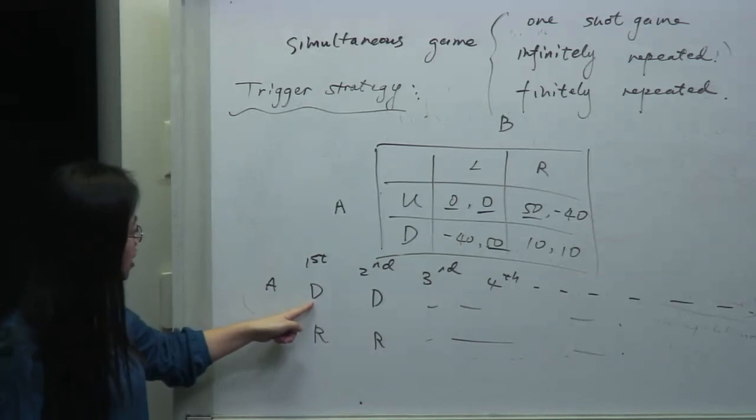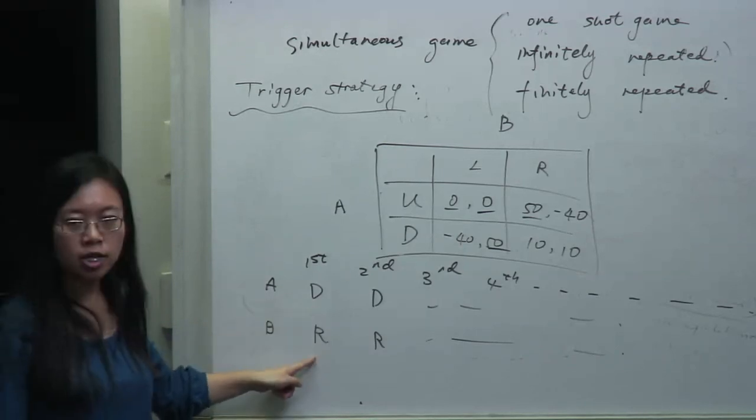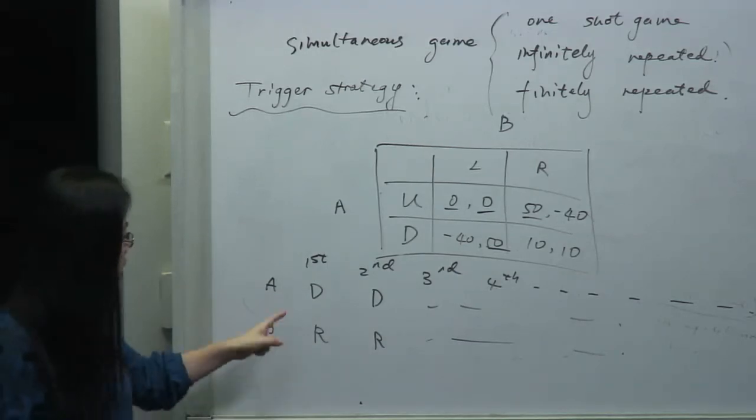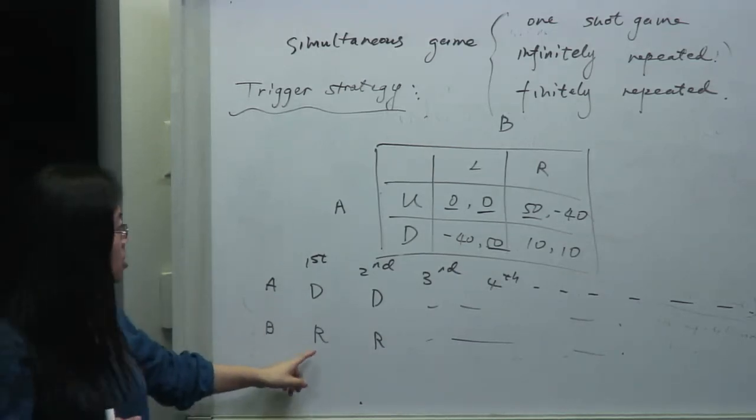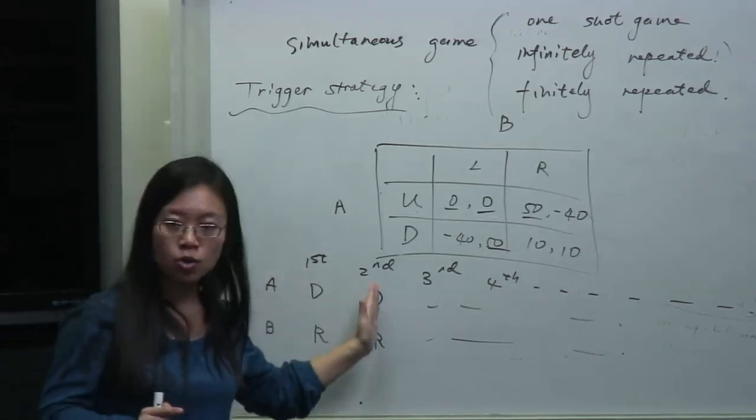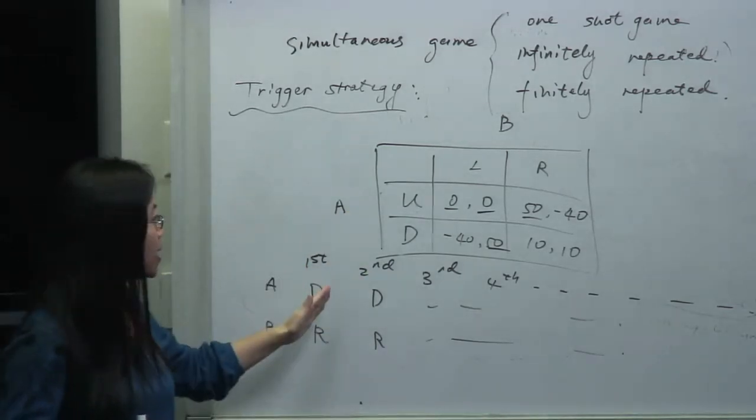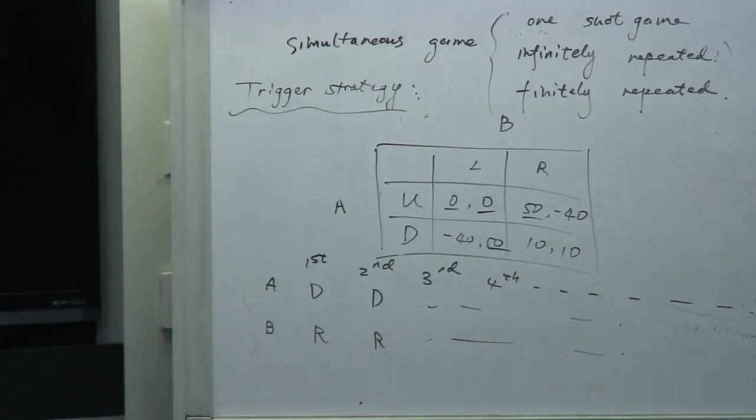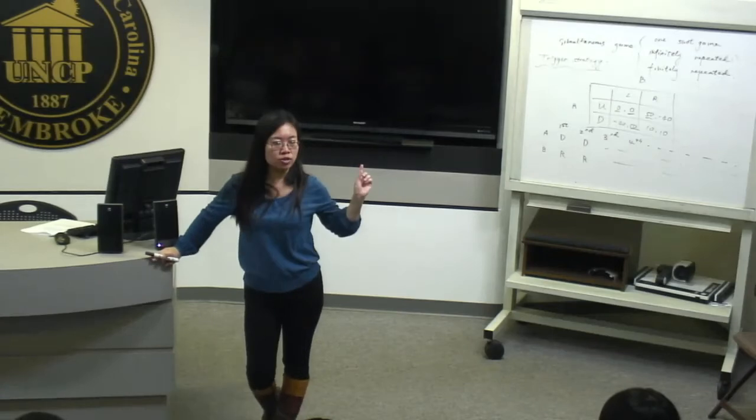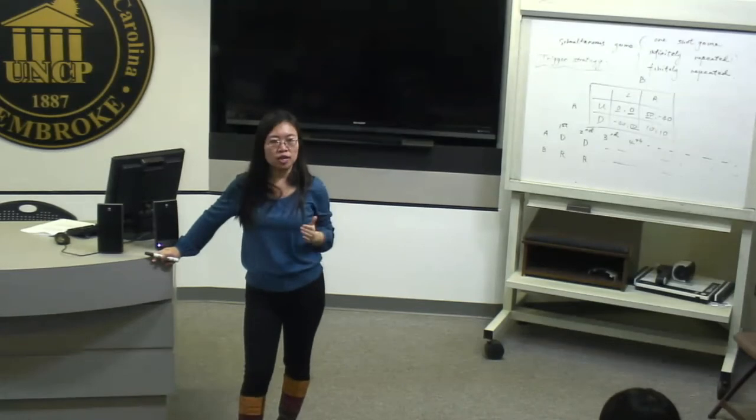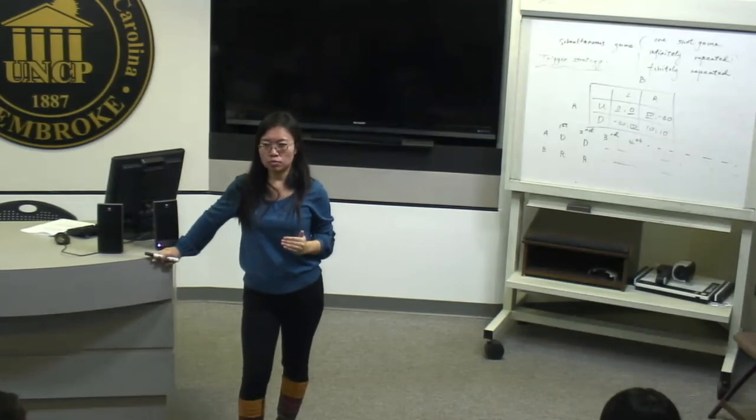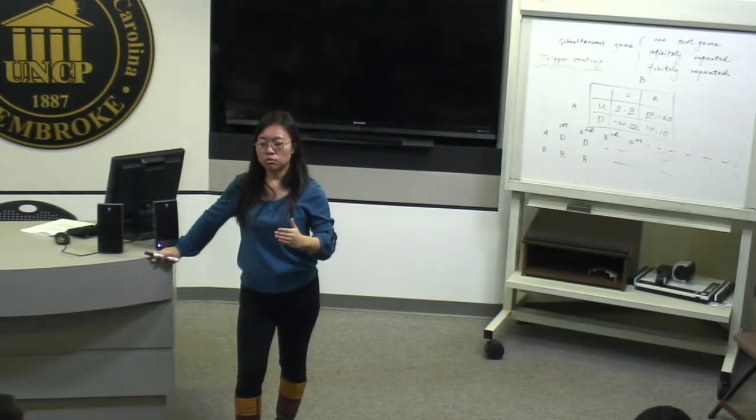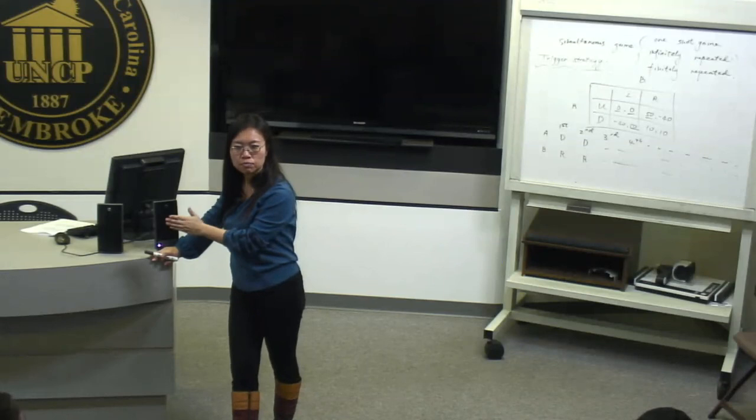So A is going to play D as long as they see the other guy playing R, they're going to continue. But once they see that B is deviating and playing L, then from the next round, A is going to play L forever. That's the trigger strategy, the rule we apply to this setting. So basically, we set a punishment rule: if you cheat this round, then I'm going to cheat from the next round forever.